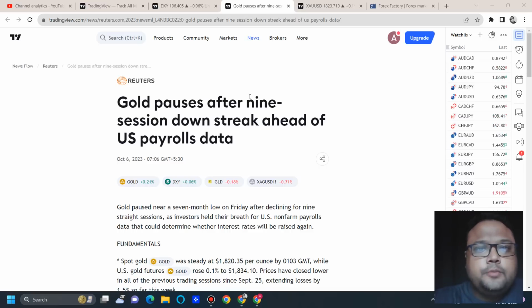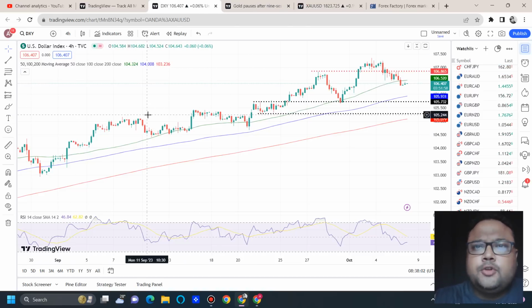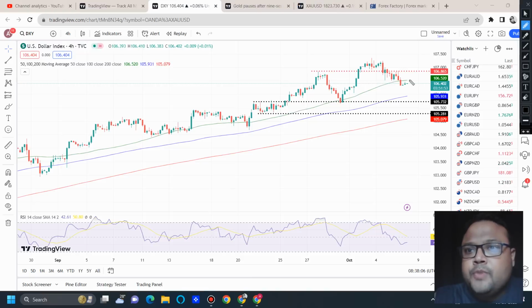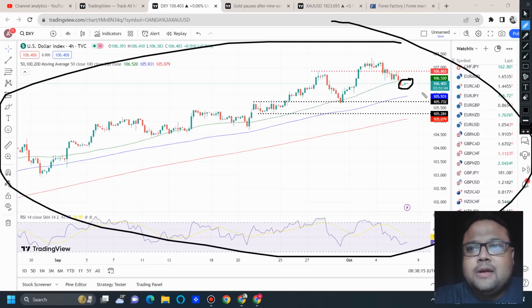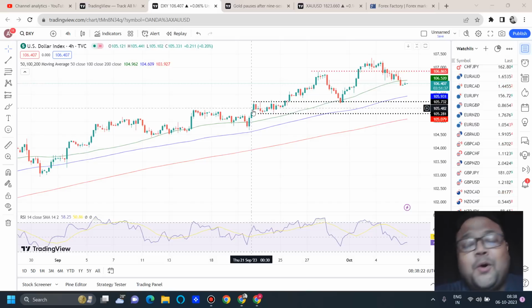You can see here gold pauses after a 9 session down streak ahead of US payrolls data, and this is the chart of the US dollar index. Overall, the structure of the dollar index is still very much bullish, but the dollar index is also waiting for the data. You can see here the market has not formed any significant candles for the last 10 to 12 hours. So let's wait and watch, because if there is a drop in the dollar, we will see some recovery on other charts as well. So the whole world is waiting for a trend reversal right now.